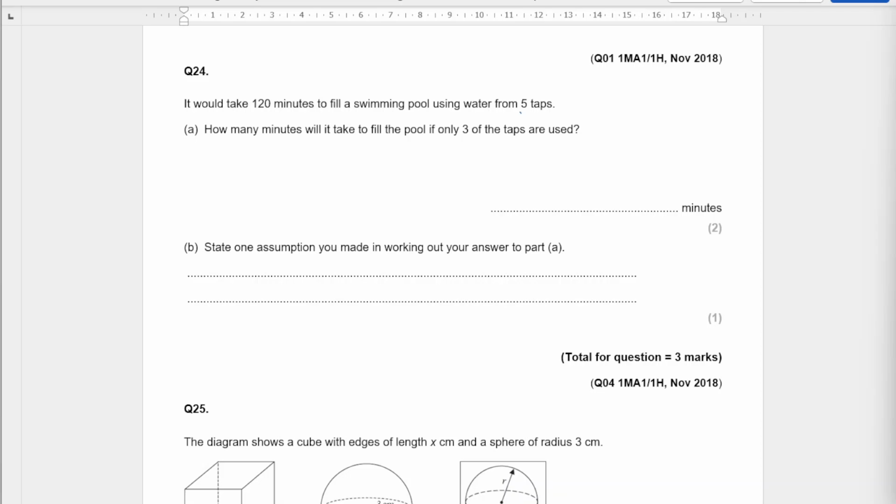How many minutes will it take to fill the pool if only 3 taps are in use? So technically speaking, because this is just a direct proportion, we've got minutes and we've got taps. We've got 120 minutes with 5 taps, which means there's a total number of work hours of 600. So we're trying to work out the minutes when we've only got 3 taps running, but we still want it to multiply to make 600, so it's got to be 200 minutes.